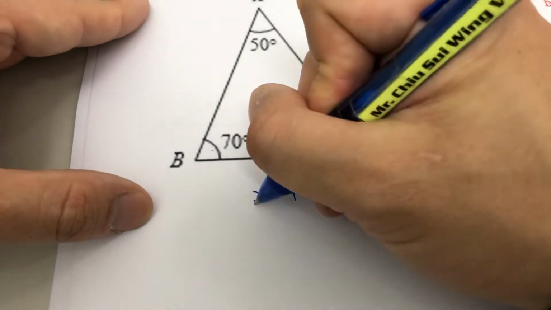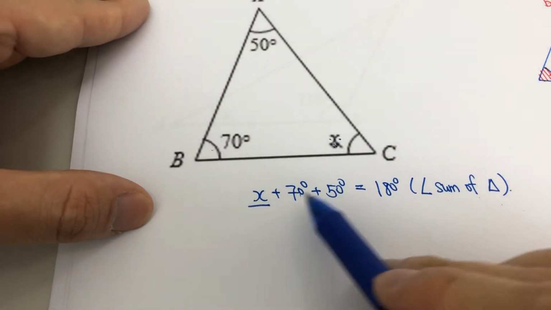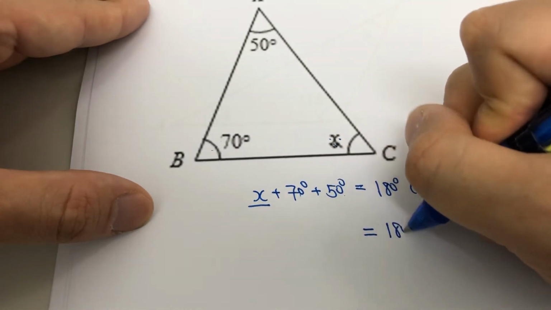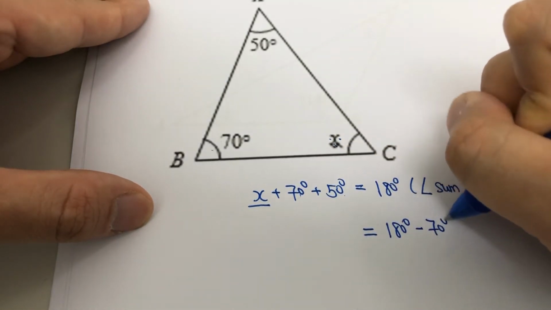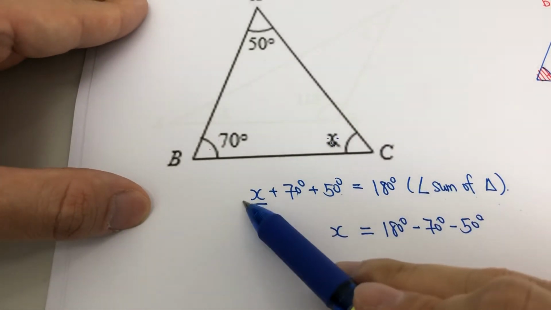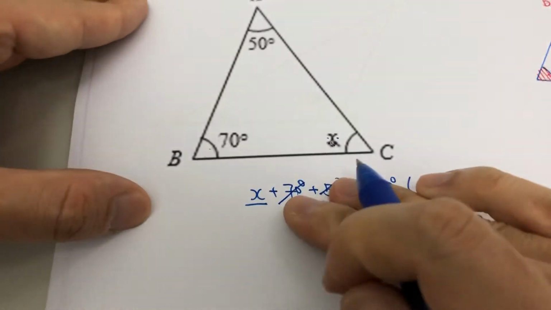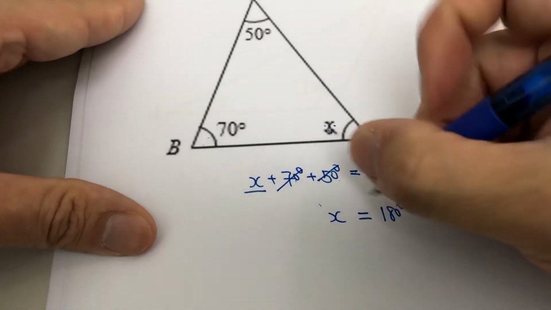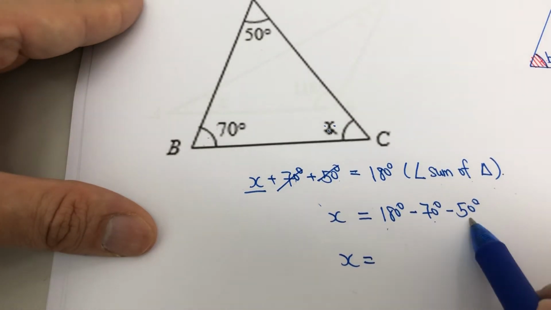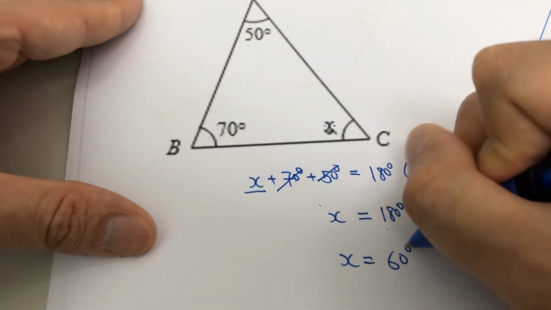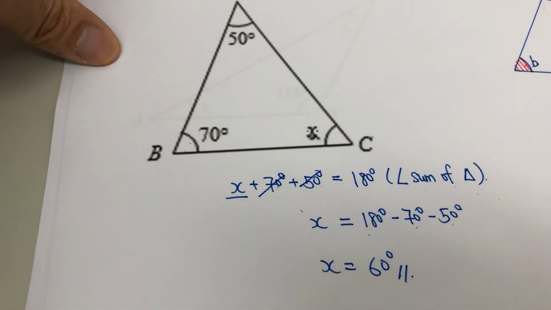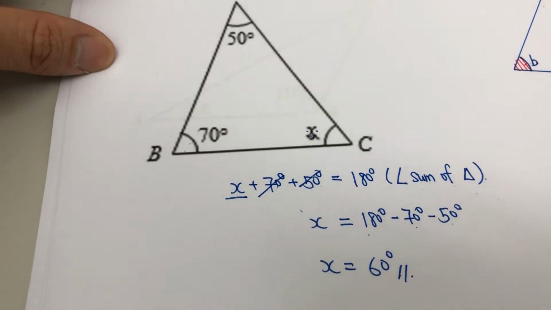Now, don't forget that we have to tell what is x, so what to do with these two angles? Of course, bring them to the other side. Becomes negative 70 degrees, negative 50 degrees. So this is x. Only x left behind. These two angles already moved to here. So that means x equals 180 minus 70 minus 50, which becomes 60. So x is equal to 60 degrees. Okay, next question.